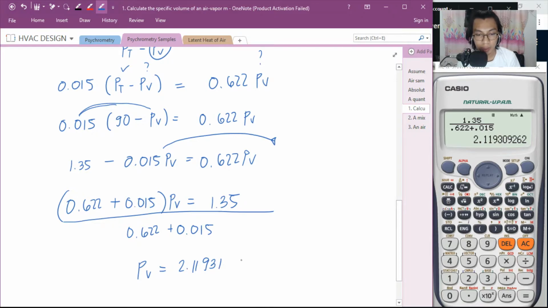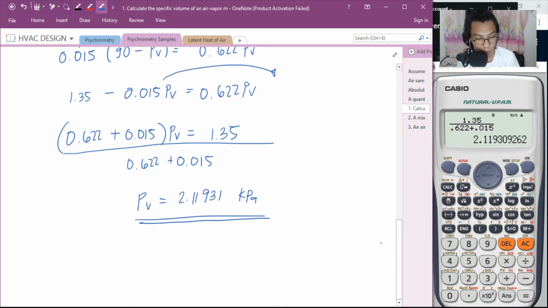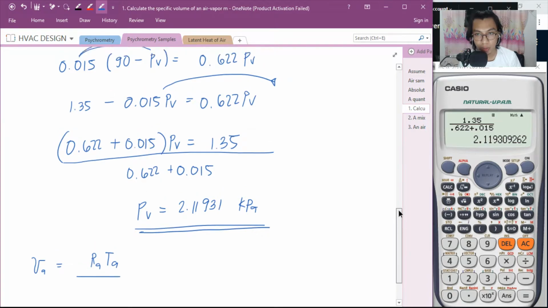2.11931 kilopascals. That is our PV, the pressure of your vapor. Now, what we are looking for is the specific volume of air. The specific volume of air is simply RA times the temperature of the air, divided by PA. We don't have PA, but we have this equation.